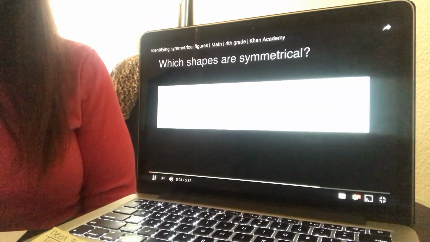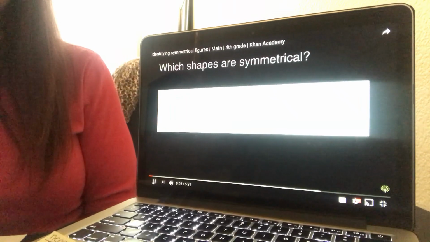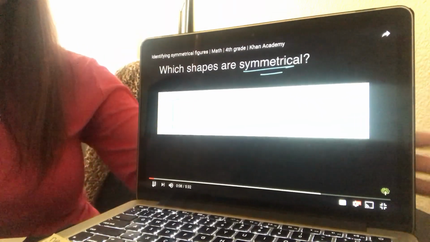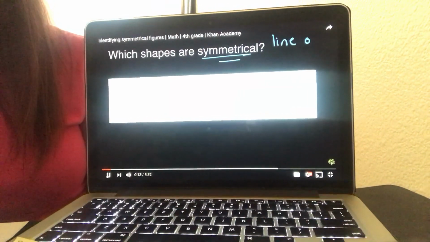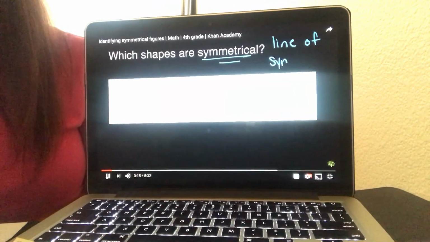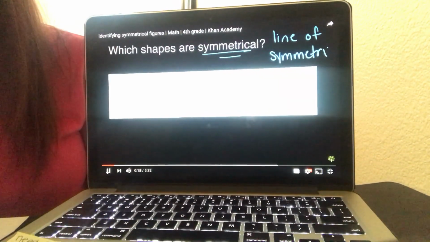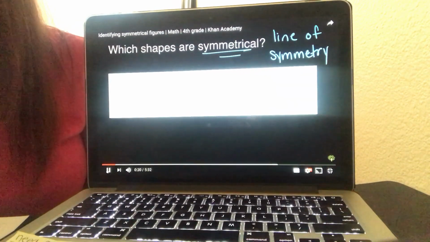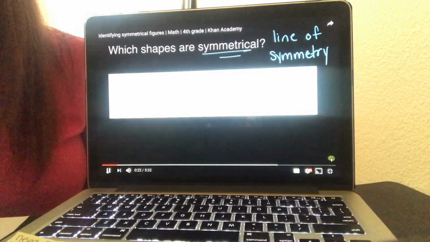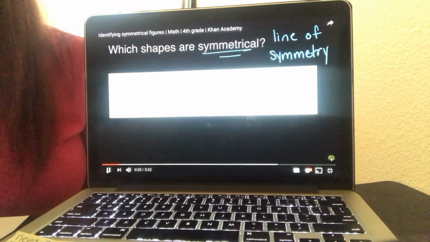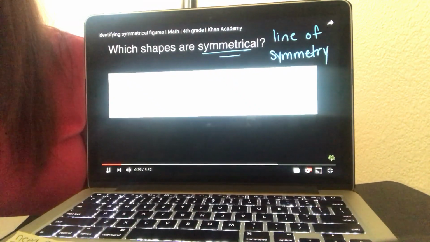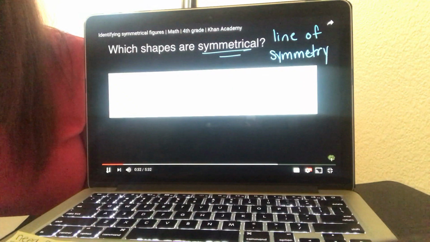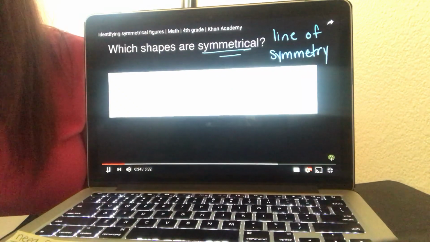Which shapes are symmetrical? To answer this, we need to know what it means for a shape to be symmetrical. A shape is symmetrical if it has at least one line of symmetry. And that answer is only helpful if we know what a line of symmetry is. So let's talk about it. A line of symmetry is a line where we can fold the image and have both halves match exactly.